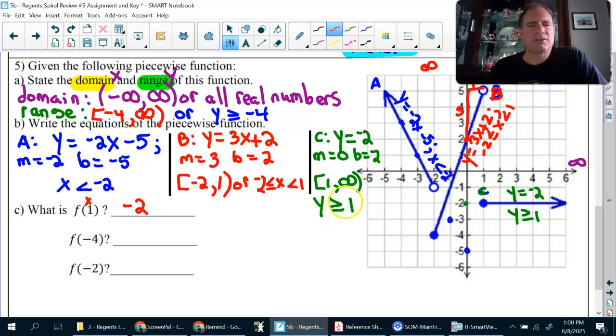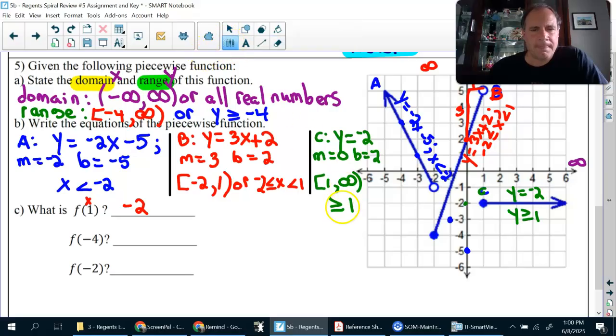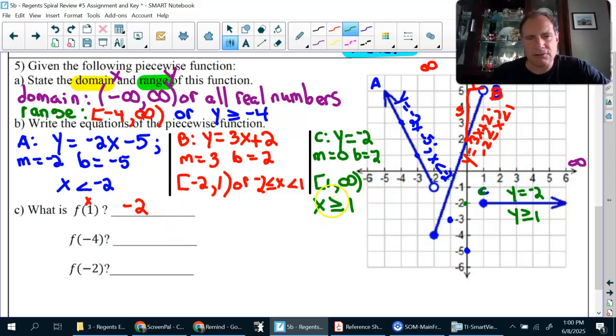And that means, I'm sorry, I shouldn't have put y. That is x. Look at that, I messed up. Remember, domain is always x. So you should not put a y at all for that. It's always x. All right, so the x is greater than or equal to 1. When x is 1, that means the y is -2.